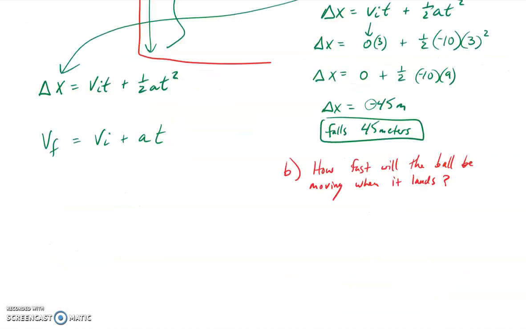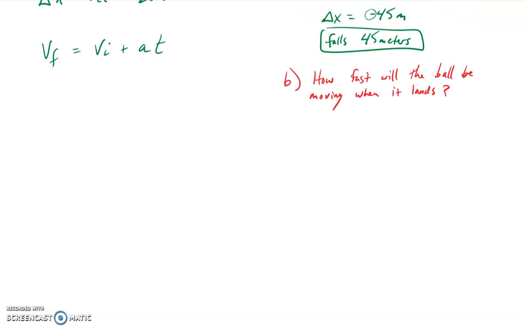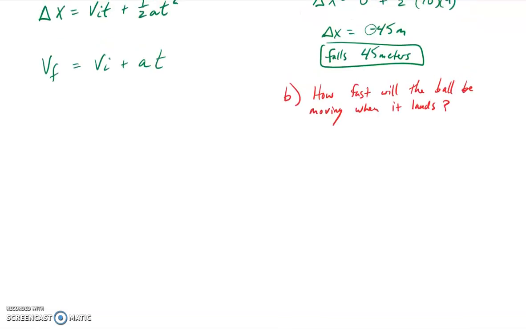Okay, so we're looking for a final velocity. We have an equation that has final velocity in it. We've got Vf equals Vi plus A times T. We're looking for the final velocity. The initial velocity, again, we just let it go.